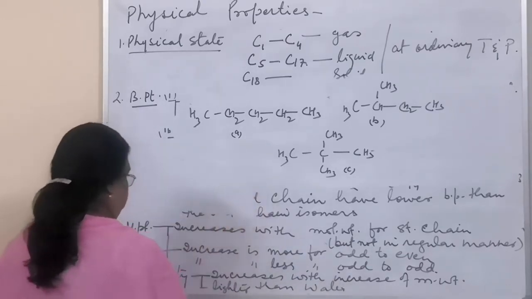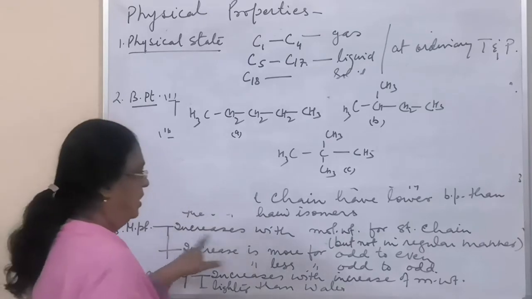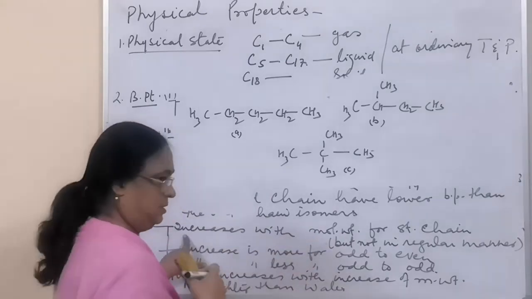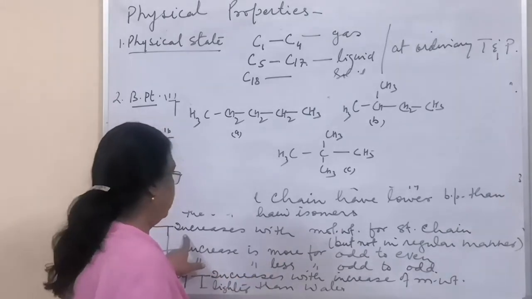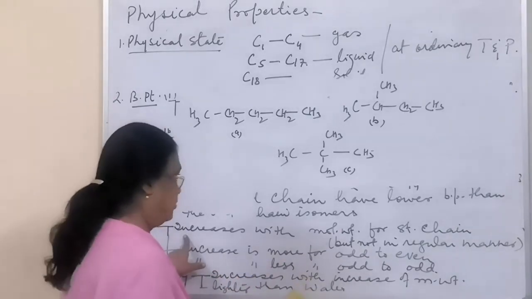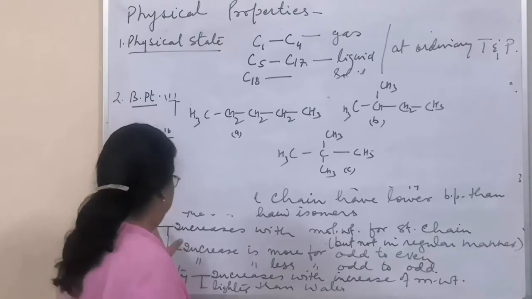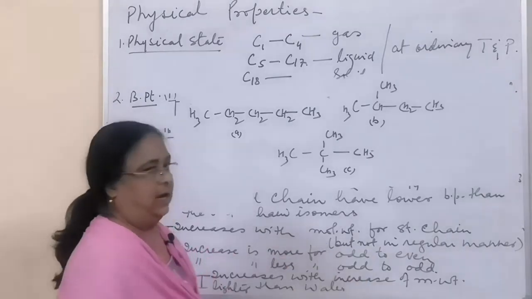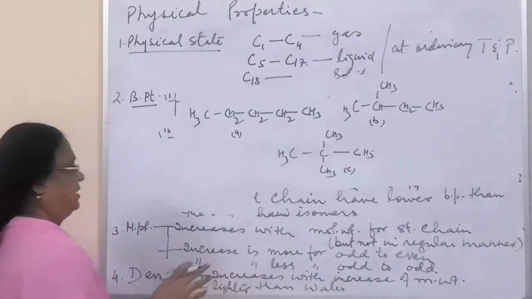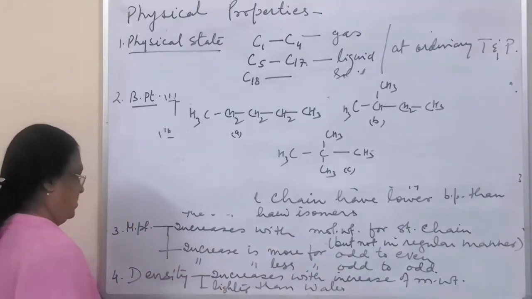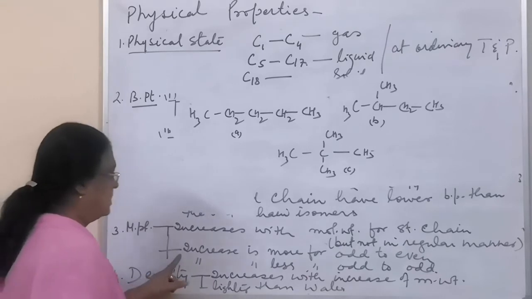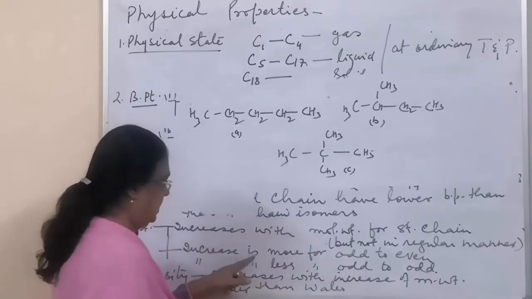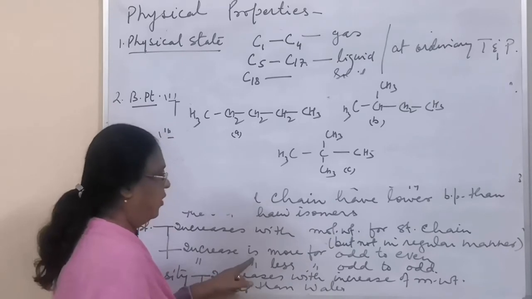Then melting point increases with molecular weight for straight chain. So as the number of carbons increases in the straight chain, the melting point will increase, but the increase will not be regular, not at fixed intervals, it will not be changing uniformly. The melting point increases more for odd to even.